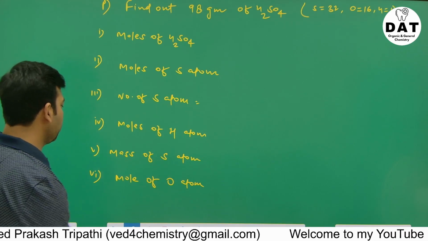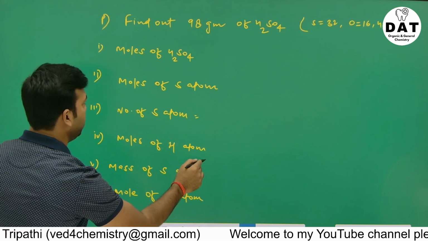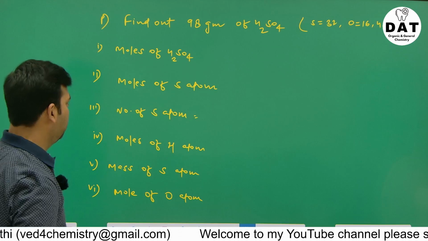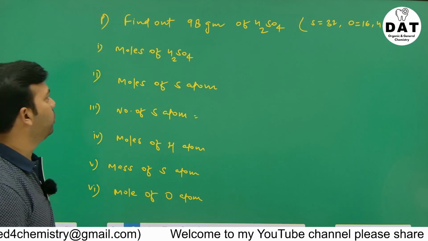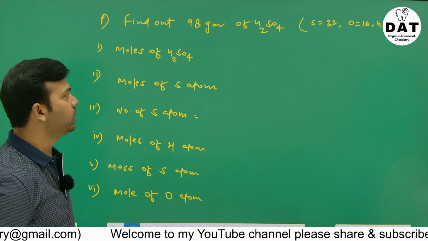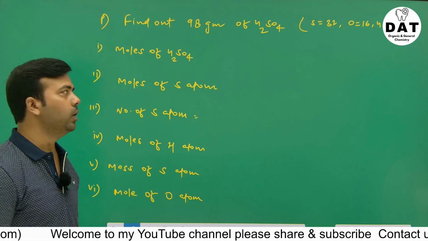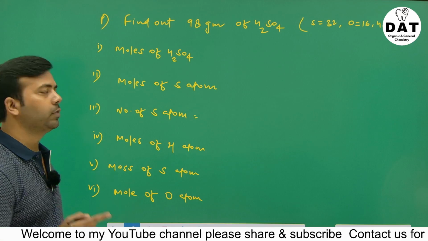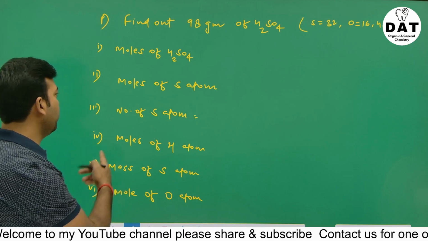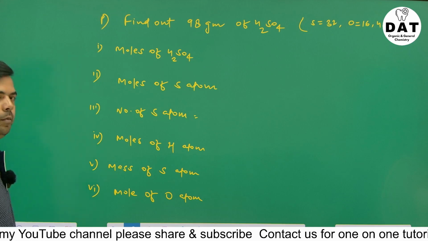Okay, now look at this question. Yeah, this one. So here we have 98 gram H2SO4 and their atomic weights are given. First we have to find out the mole of H2SO4, then the mole of sulfur atom, then the number of sulfur atoms, and so on. So let's do it one by one.